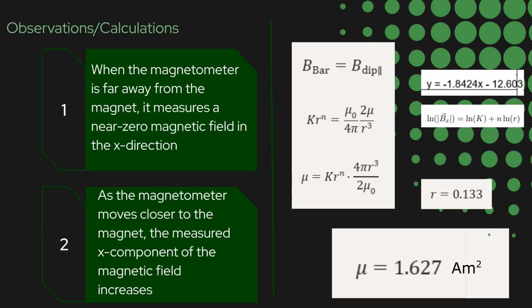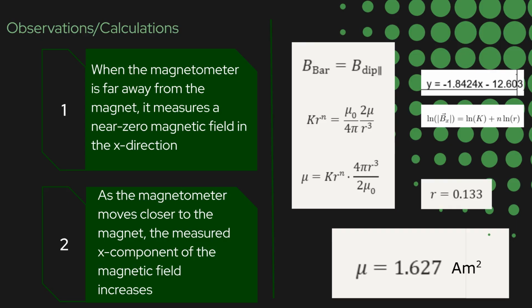In our observations, we can sum it up to say that as we move farther away, the magnetic field decreases, as we move closer, it increases. For our calculations, we solve for the magnetic moment of the dipole, and we use our k value as determined by the equation, as well as an r value from our data to get a magnetic moment of 1.627 amperes meters squared.